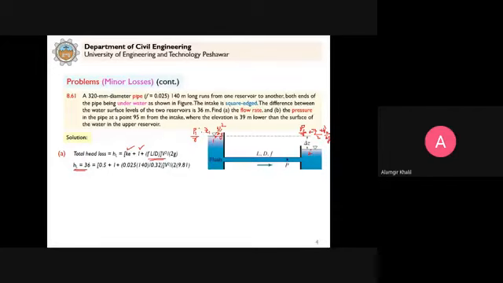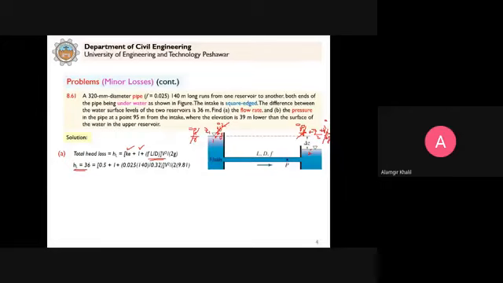So in this case, you see this will be equal to 0. This V1 square by 2G will be equal to 0 because the velocity here is negligible as compared to the velocity in the pipe flow. That is very small, negligible. So this is 0. Similarly, P2 by gamma is 0 because here again we have atmospheric pressure. And also V2 square by 2G is 0. These are all 0. So what are we left with in the equation?